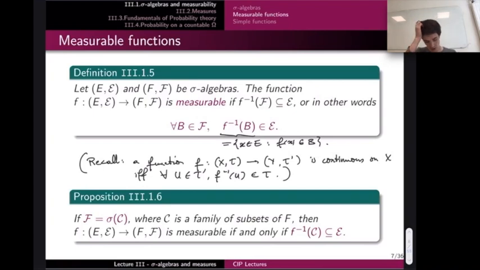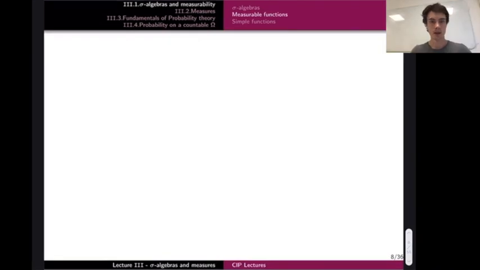And proposition. This one will be very, very useful. It's very practical. So if calligraphic F is a sigma algebra that is generated by some family of sets, capital C, subsets of F, then if you want to check that a function is measurable, it's very convenient to have this criterion in mind. So f is measurable if and only if f minus 1 of C is included in calligraphic E. That means that you don't have to check measurability on the whole sigma algebra F, but if you do this only on calligraphic C, that will be enough. So proof.